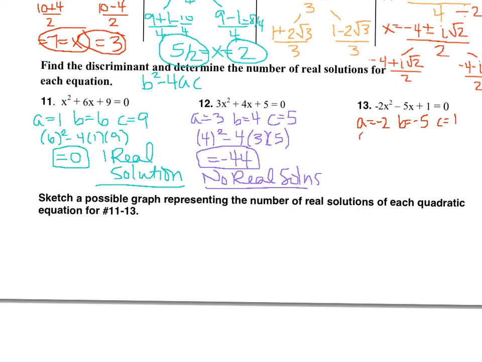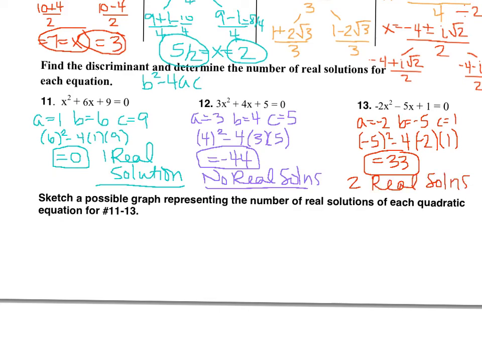When I plug in b squared minus 4ac, and I plug that into my calculator just as it is there with all my parentheses and everything, what I end up getting is 33. So because that is a positive discriminant, I know I have two real solutions.